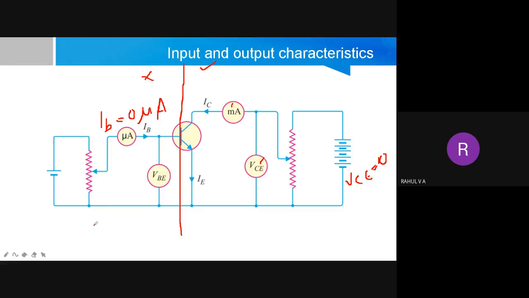So once that is done, we will change the value of IB to some 20 micro ampere. That is, we are increasing the base current. Again, the same procedure will be followed. That means we will start from VCE equal to 0. Slowly we will increase the VCE value, and we will note down the value of VCE and IC. Again we will increase the value of VCE. Again we will note down what is VCE and IC. Like that we will continue.